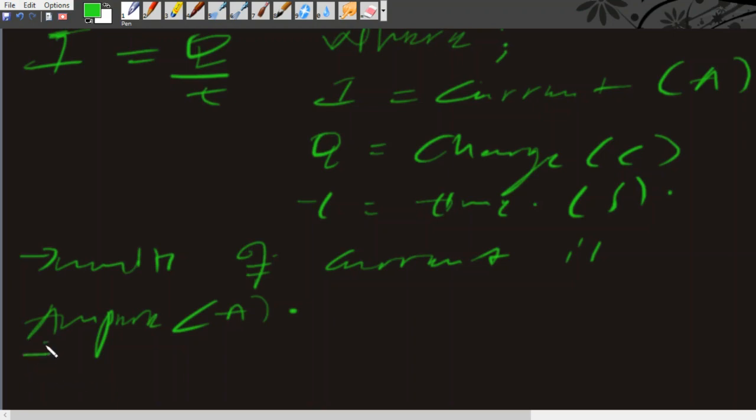The instrument that is used to measure current in a circuit is the ammeter. The ammeter is connected in series in an electric circuit. So we connect the ammeter in series. You need to take note of that.